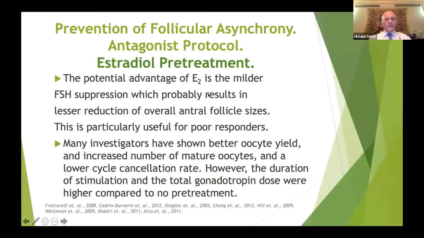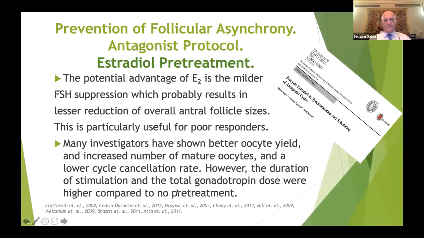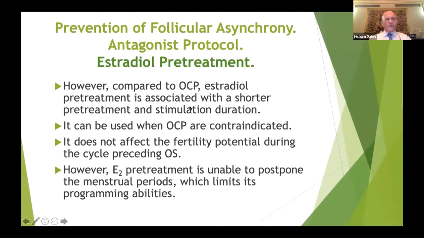A potential advantage of estradiol is the milder FSH suppression, which probably results in lesser reduction in overall antral follicle sizes. This is particularly useful in poor responders. Many investigators have shown better oocyte yield, an increased number of mature oocytes, and a lower cycle cancellation rate. However, the duration of stimulation and total gonadotropin dose were higher compared to no pretreatment. However, compared to oral contraceptive pills, estradiol pretreatment is associated with a shorter pretreatment and stimulation duration.